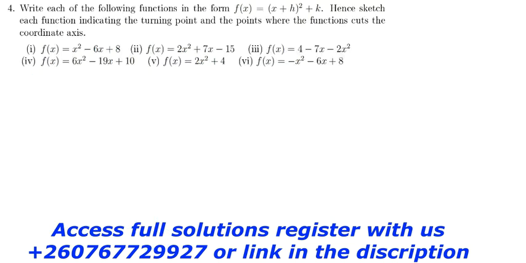So let's now jump into question 4, in which we are required to sketch quadratic functions. Write each of the following functions in the form f of x is equal to x plus h squared plus k. Hence sketch each of the following, indicating the turning point and the points where the function cuts the coordinate axes. It's the same concept that we have been doing so far.